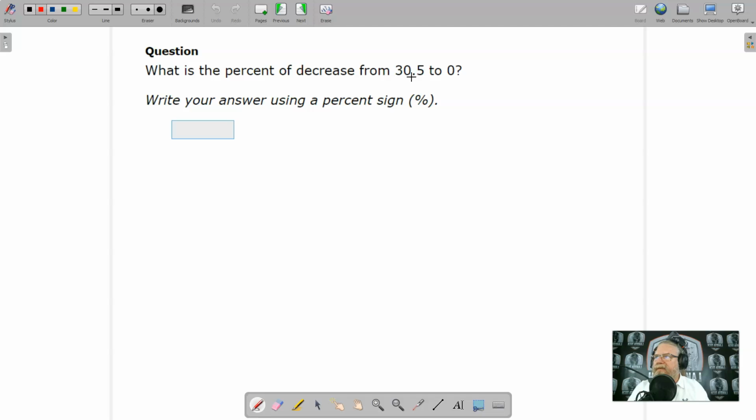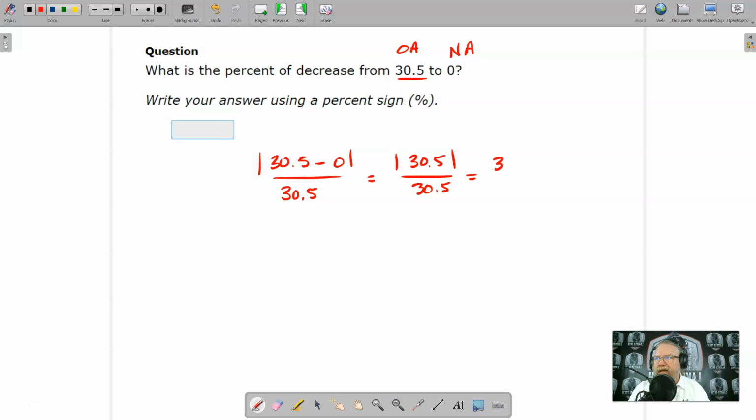So percent of decrease from 30.5 to 0. So the original amount is 30.5. This is the original amount. And the new amount is 0. So, not the word no, the word NA for new amount. So let's take the absolute value of the original amount, 30.5, and we're going to subtract from that 0. And our original amount is 30.5. Now, 30.5 minus 0 is going to be 30.5 over the original amount, 30.5. And the absolute value of 30.5 is 30.5.